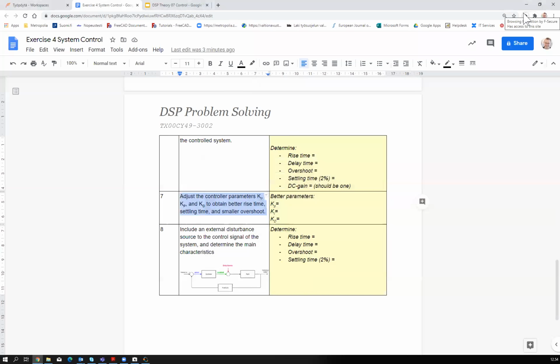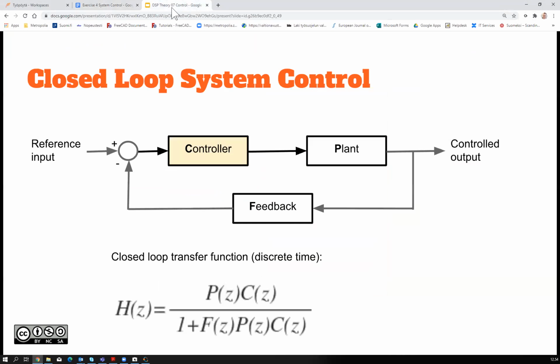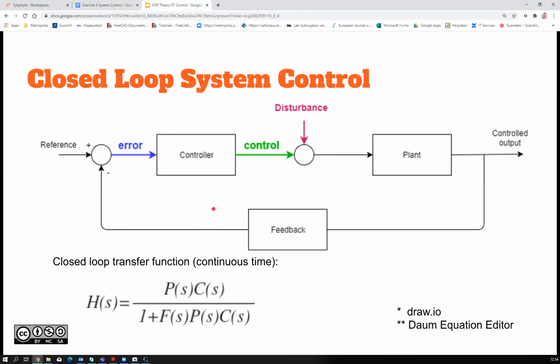All right, so next one: include an external disturbance source. Okay, you would be using now this model where your input is considered to be the disturbance. The reference value is now actually zero. You can assume the reference is zero, which means that you have the disturbance as your input, and then you have directly the plant and controlled output. You have the feedback loop and controller in cascade as an error signal to this input.